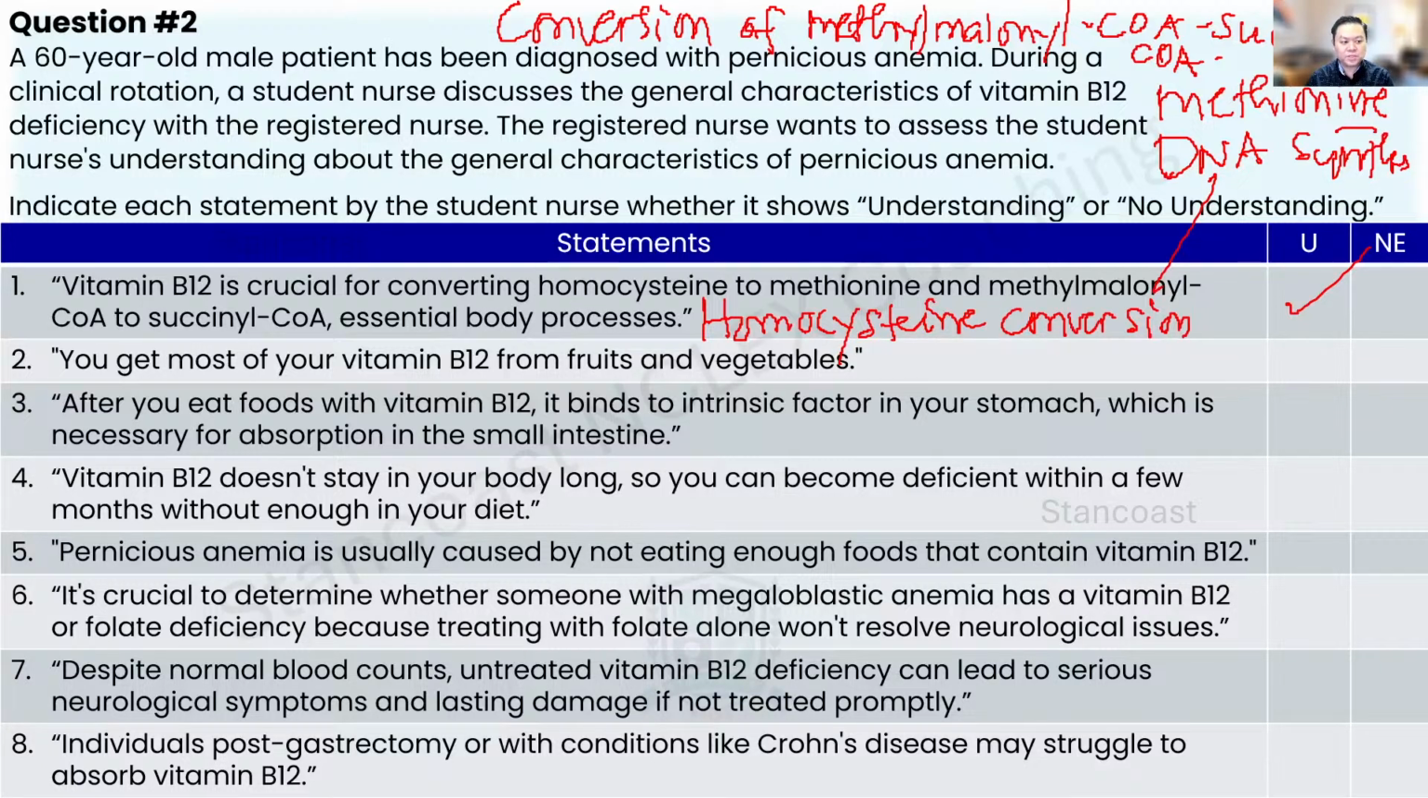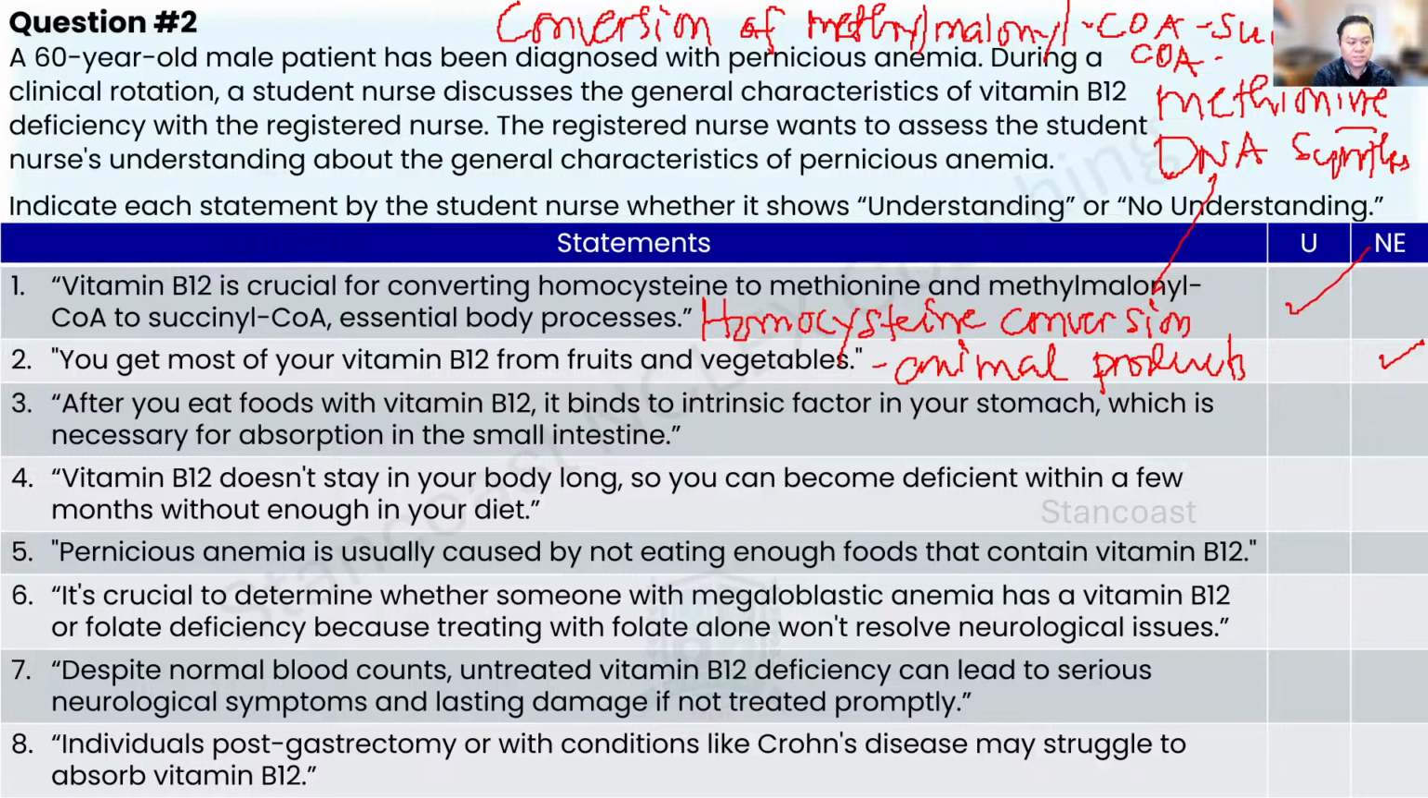What about number 2? You get most of your vitamin B12 from fruits and vegetables. What do you think about that one? Well, it is actually wrong, because the dietary sources of vitamin B12 are actually animal products such as meat, fish, dairy, and eggs. So this is going to be no understanding. It should be animal products.